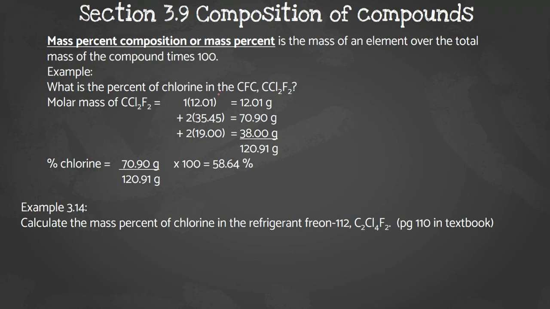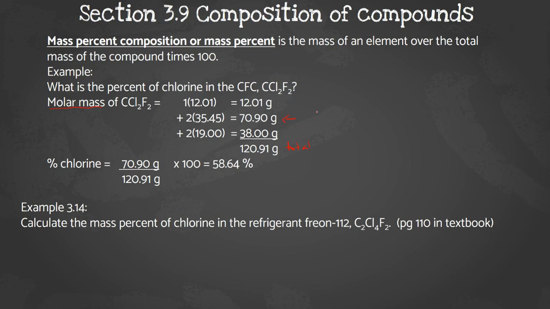What percent of chlorine is in the CFC? That stands for chlorofluorocarbons. These are the ones that eat holes in the ozone layer. CCl2F2. So first we find the molar mass of our compound. So we're going to add up our carbon, our 2 chlorines, and our 2 fluorines and add them all up. Okay, so this is our total molar mass of the whole thing.